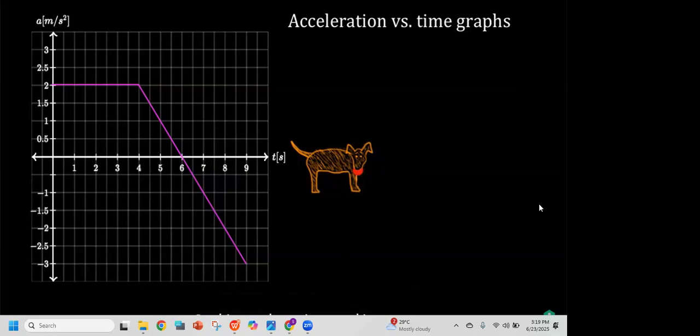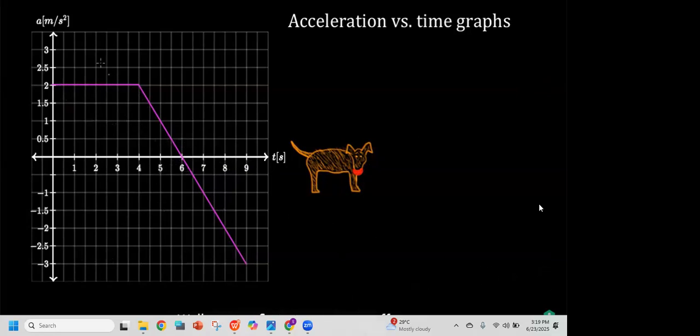So this graph, if we just read it, says that Daisy had 2 meters per second squared of acceleration for the first 4 seconds. And then her acceleration dropped to 0 at 6 seconds. And then her acceleration became negative until it was -3 at 9 seconds. But from this, we can't tell if she's speeding up or slowing down. What can we figure out?